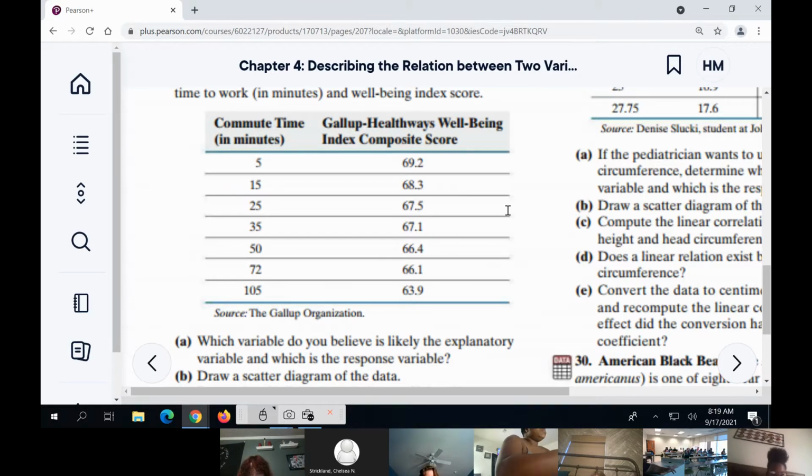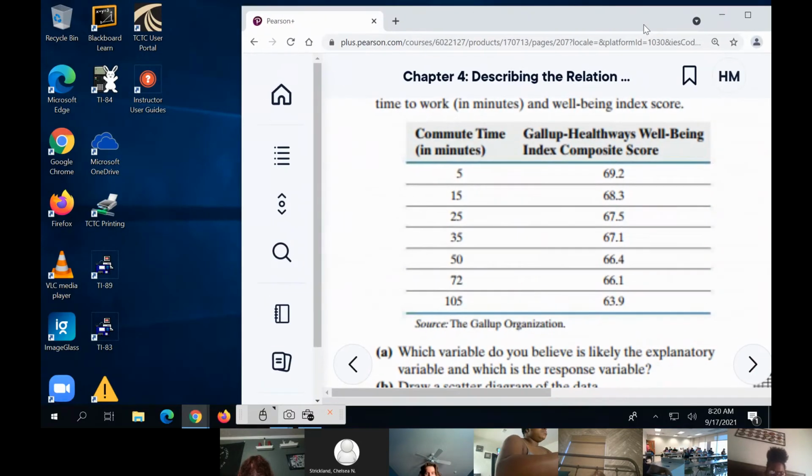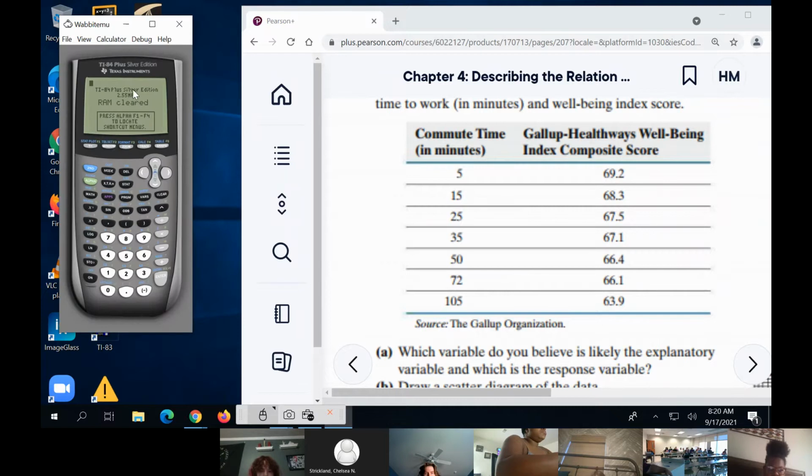Real simple. And it gives you everything at one time. So I'm going to move this down a little bit over. And I don't have my TI pulled up, and I don't have my application because we don't have stuff like that here at Tri-County, so I have to use this old stuff.